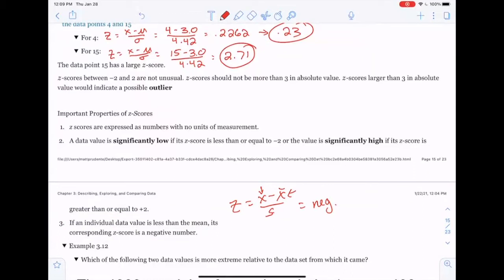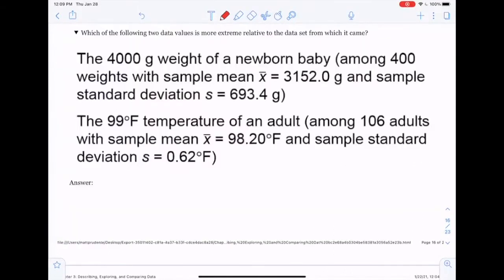Let's do another example of this. In this example, we want to figure out which of two data values is more extreme relative to the data set it came from. This is going to demonstrate that what we're not concerned about is how far away a data point is from the mean, but more how far away it is relative to the rest of the data, relative to the standard deviation.